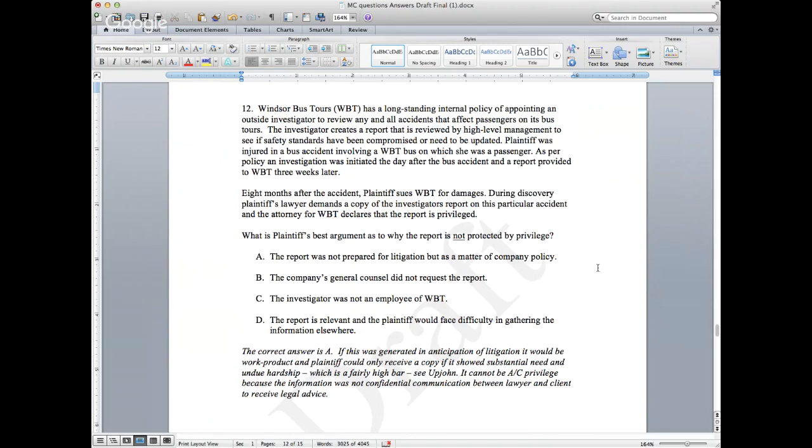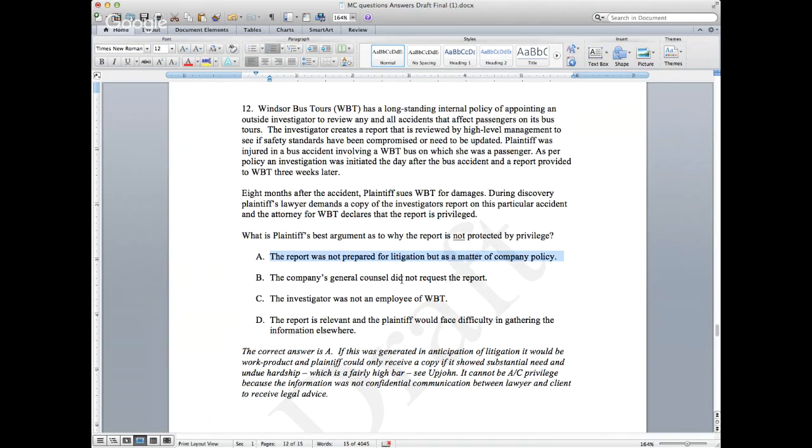So let's go through the answer choices. Well, the report was not prepared for litigation, but as a matter of company policy. That's exactly what we've been predicting. They give us all these trigger words, appointing it for any and all accidents affecting passengers on the bus. This is just a regular business record in the course of their doing business. So A seems like the perfect answer.